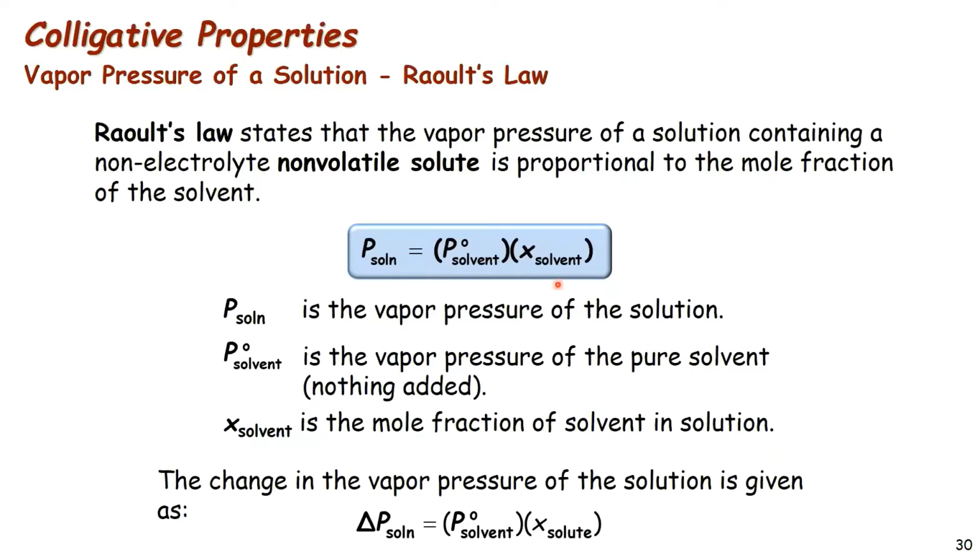Okay, so notice this is solvent and this is solute. So if you're trying to calculate the vapor pressure of the solution itself, you're going to be using the solvent mole fraction. But if you're trying to determine the change in the vapor pressure, then you're using the mole fraction of the solute. Okay? So make sure you're solving for what you're looking for. Usually, it is this guy.